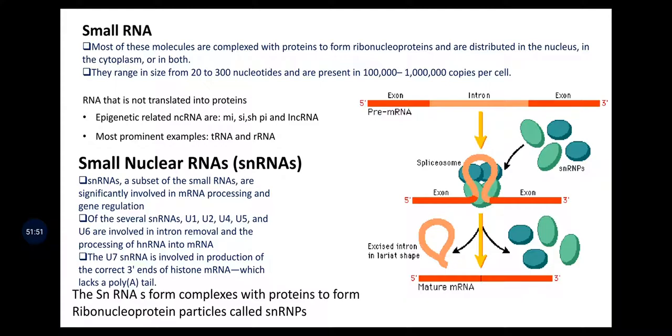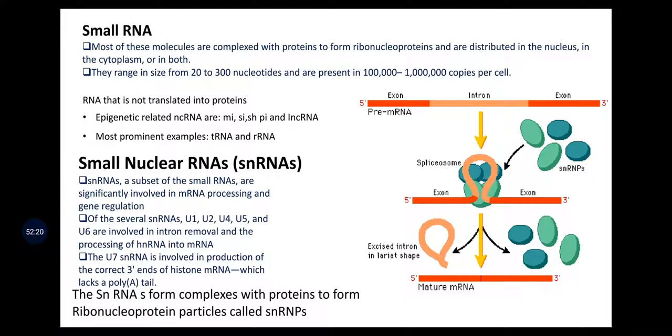Epigenetic-related small RNAs or non-coding RNAs are miRNA, siRNA, shRNA, piRNA and lncRNAs. The most prominent examples of small RNAs are tRNA and rRNA. In small RNA, small nuclear RNA is one form. This small nuclear RNA, a subset of small RNAs, is significantly involved in mRNA processing and gene regulation.